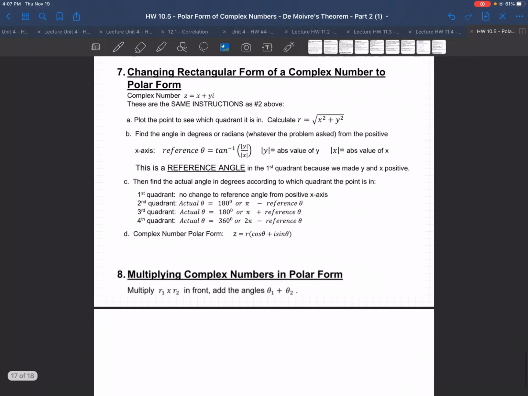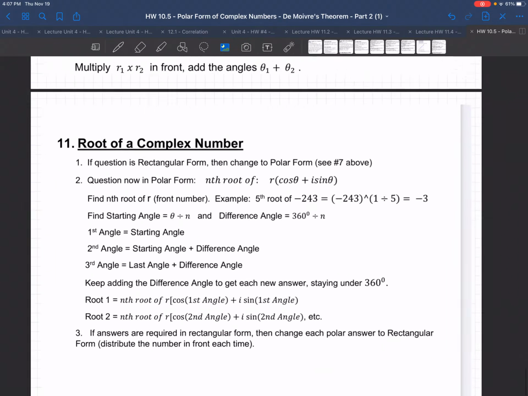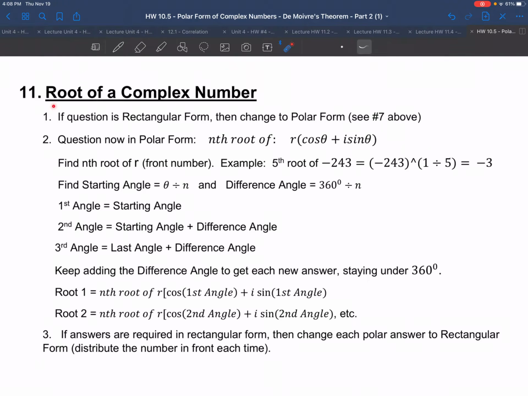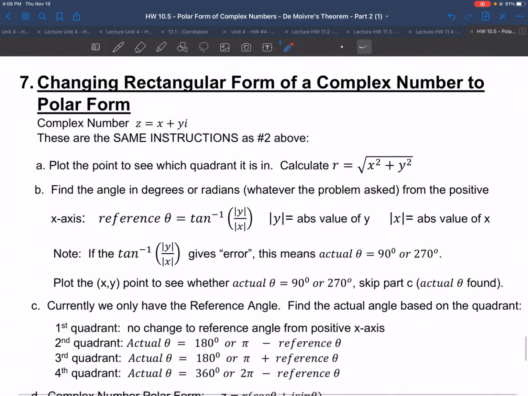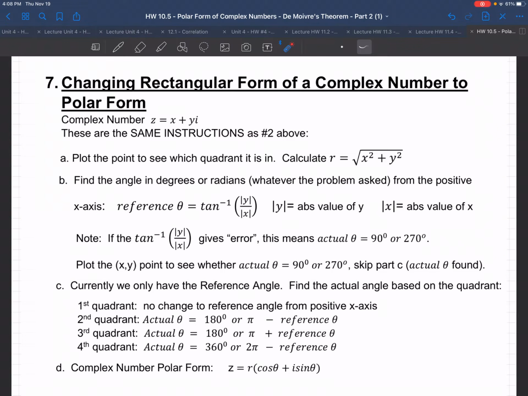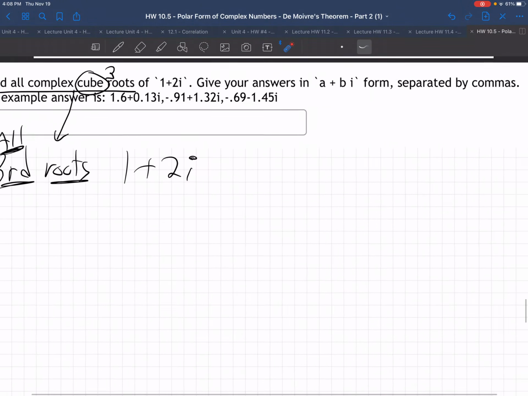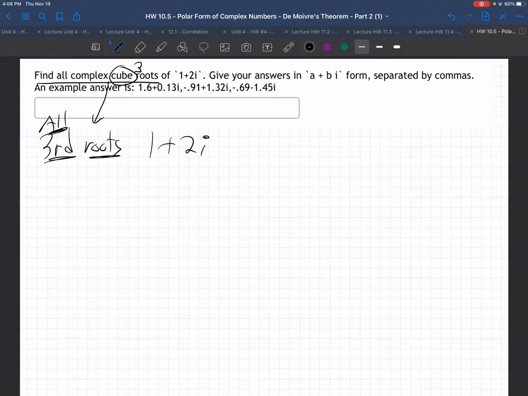Okay, so if you come down here to this page, it says, how do you find the root of a complex number? If the question is in rectangular form, then change to polar form, see number 7 above. So the first thing we got to do is change to polar form. So let's go up here. Here's number 7, changing rectangular form of a complex number to polar form. What do you do? Plot the point to see which quadrant it is and calculate r. That's the first thing. So let's plot the point.